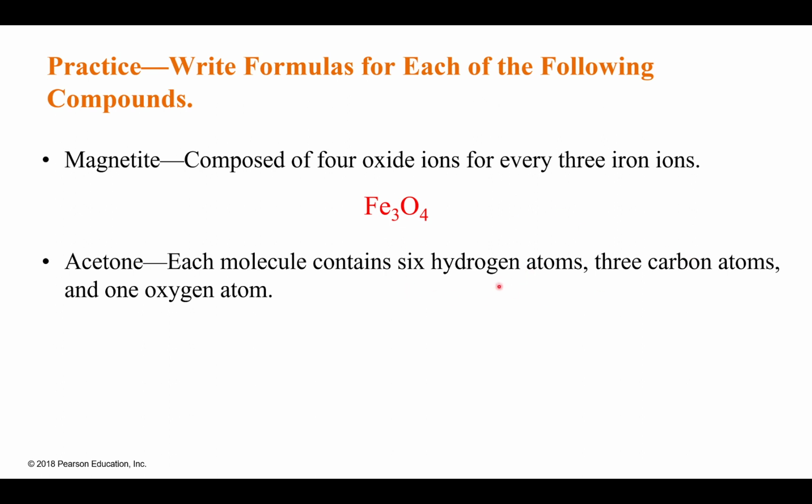Acetone, on the other hand, contains 6 hydrogen, 3 carbon, and 1 oxygen. So carbon goes first, followed by hydrogen, then oxygen. So that would be C3H6O.